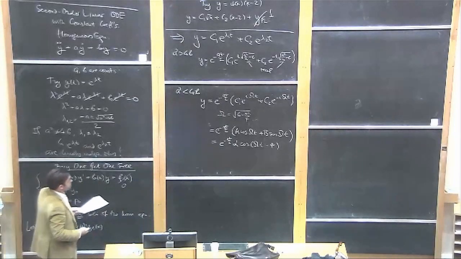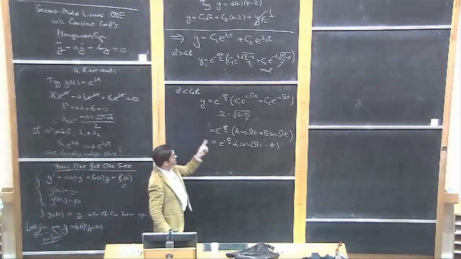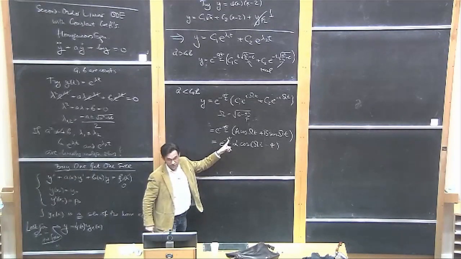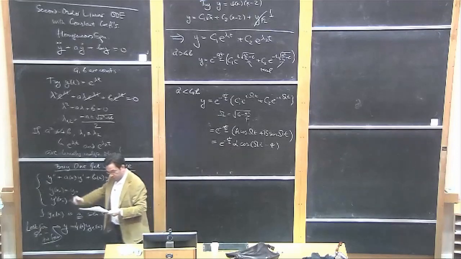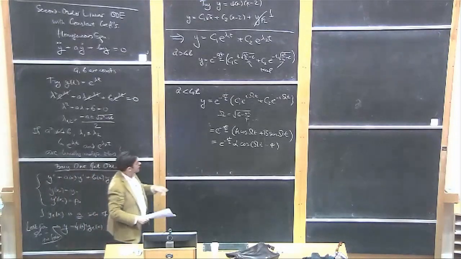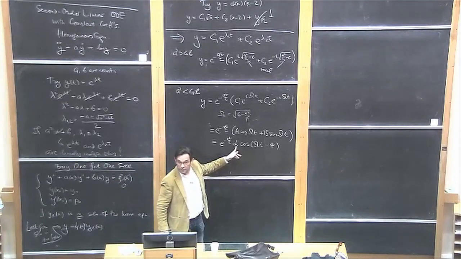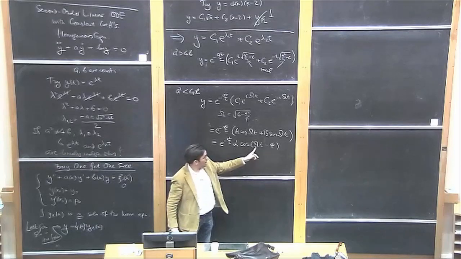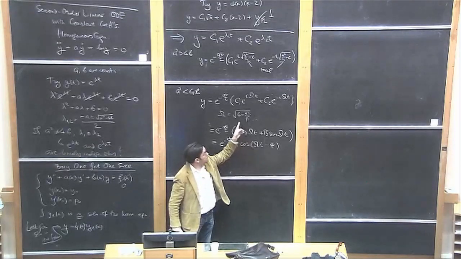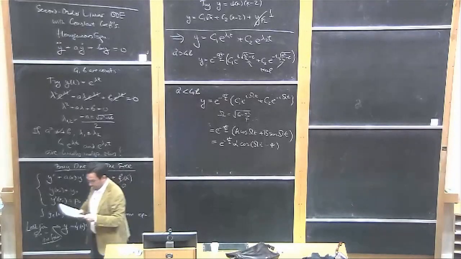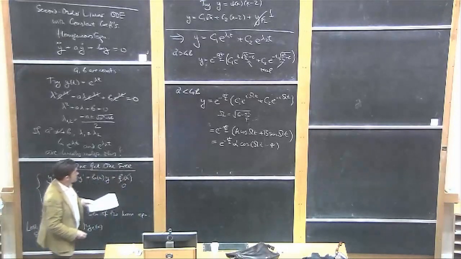So this solution is something that decays or grows at the rate a. If a is negative, then it grows. If a is positive, then it decays. There is some amplitude, which is completely free because the equation is linear, so the amplitude can be anything. And then there is a frequency that's determined by the coefficients of the equation, and there's a phase shift, phi.